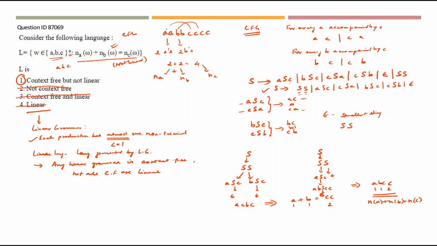So to check for linearity, you have to check the number of non-terminals. If they have only one non-terminal, they are fine. If there are no non-terminals, this is also fine. But here there are two non-terminals, which is against this rule.